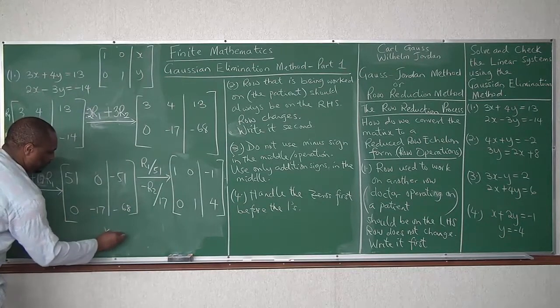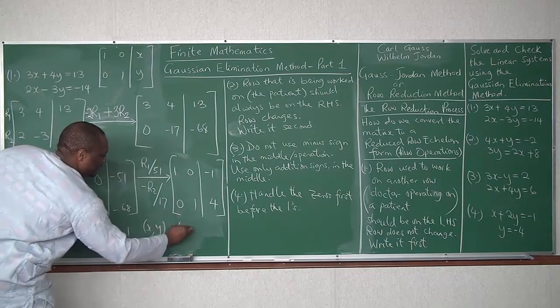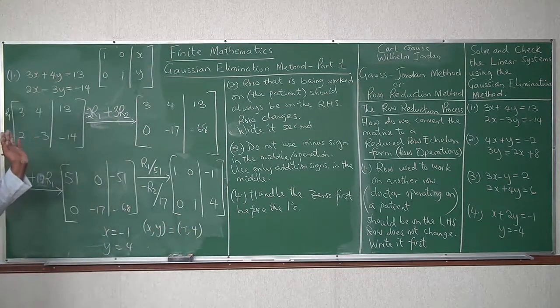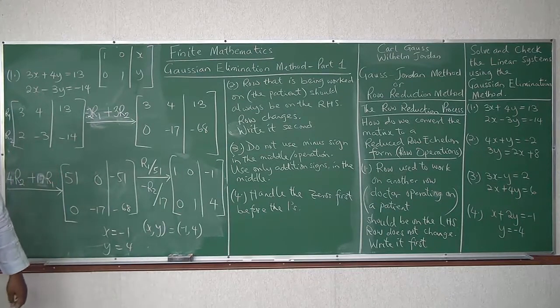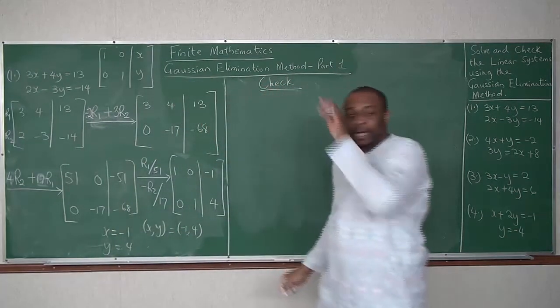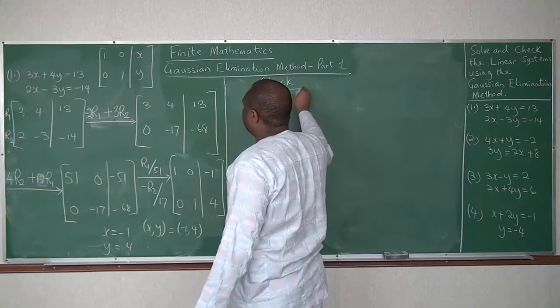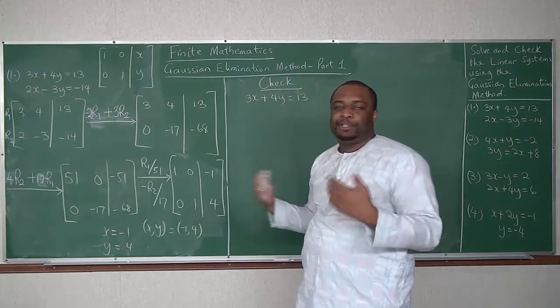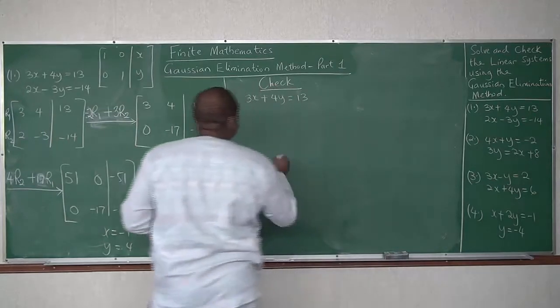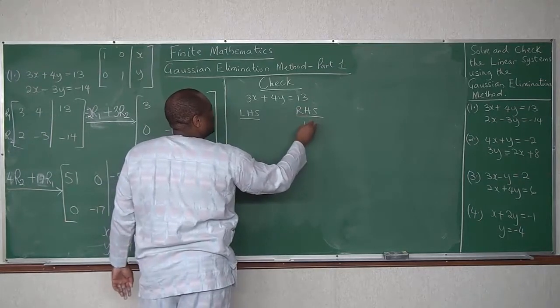Our x is negative 1 and then our y is 4. So (x, y) is (negative 1, 4). That's it, provided you follow all these rules. Now, do you stop here? No way. You have to check your work. So let's check this. To check with the main equation, we have 3x plus 4y equal to 13. We have to check for the two equations. So this is left-hand side, right-hand side. Right-hand side is 13.